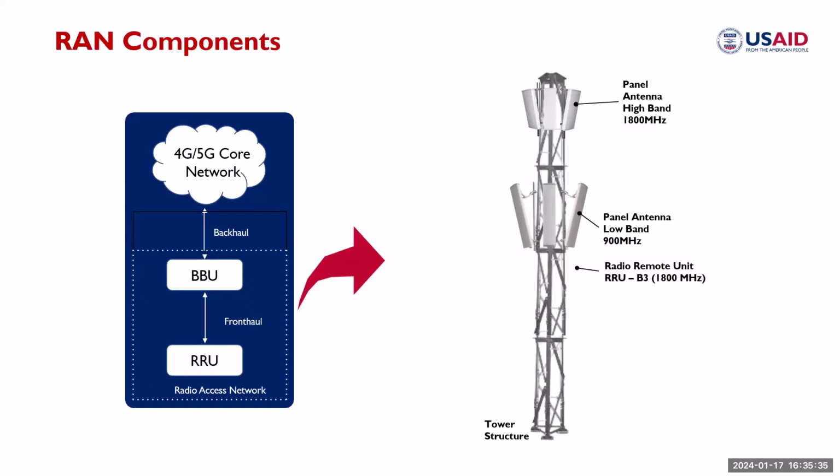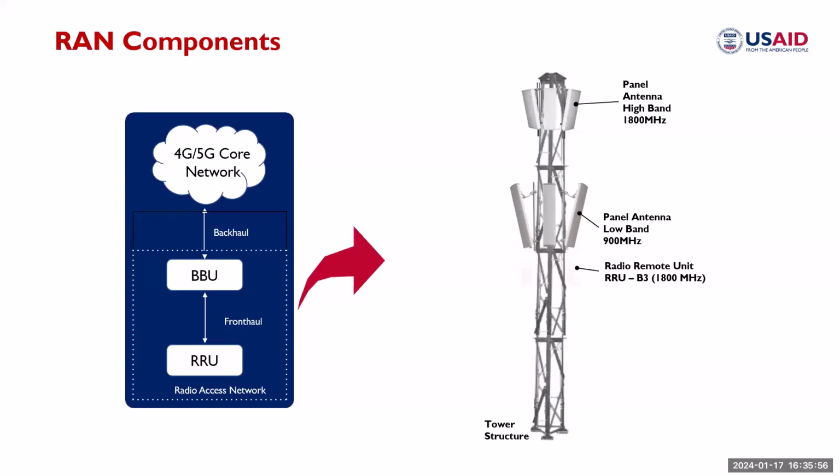So basically, we can say that antennas are like, what you call that, flashlights. So it's being directed to the user terminals so that you can access the radio access network.